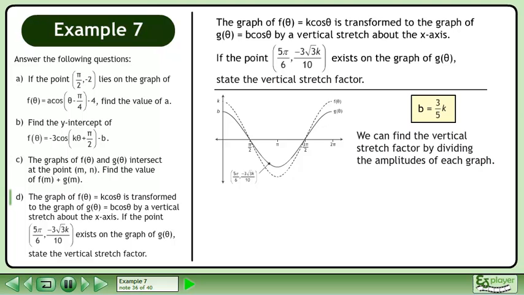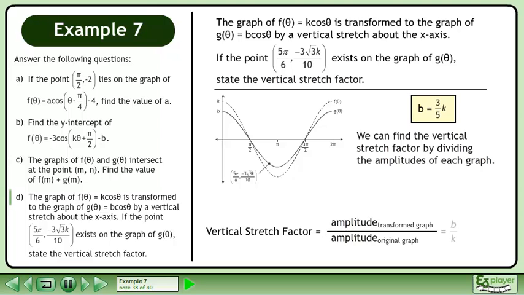We can find the vertical stretch factor by dividing the amplitudes of each graph. The vertical stretch factor is the amplitude of the transformed graph divided by the amplitude of the original graph. The amplitude of the transformed graph is b, and the amplitude of the original graph is k. The value of b is 3 over 5 k. The k's cancel, giving us the vertical stretch factor 3 over 5. This is the answer.